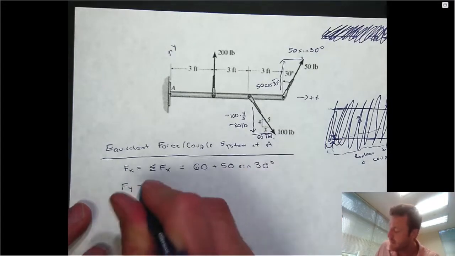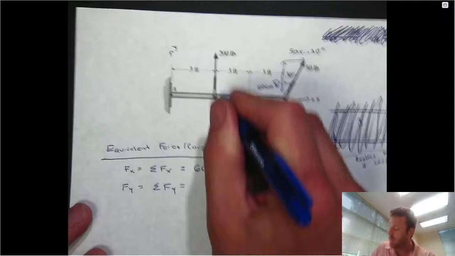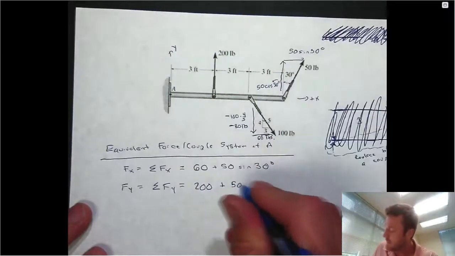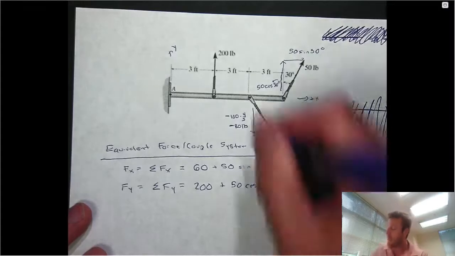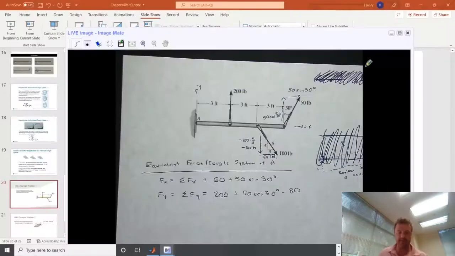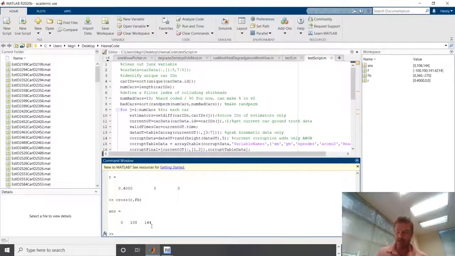If I do the same thing in the y direction, I have plus 200 there. I have 50 cosine 30 from the 50-pound force, and I have minus 80 from the 100-pound force. So rather than have to remember what the cosine and sine of 30 are, let's just do that. The first one we get, let's just write, in case we need this later, which we will, 85 and, sorry, that shouldn't have been 85. We want just the component there.